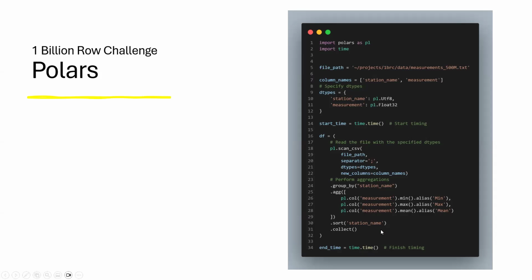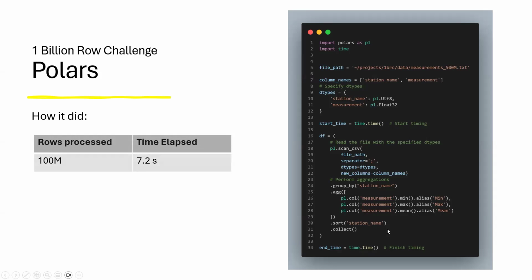So how did polars do? For 100 million rows, it took 7.2 seconds, so already significant speed up on what Pandas was able to do. For 250 million rows, it was about 47 seconds. And once again, it killed at 500 million rows, so that seems to be the blocker here for these. But significant speed up from Pandas in terms of that 100 million row and 250 million row performance there.